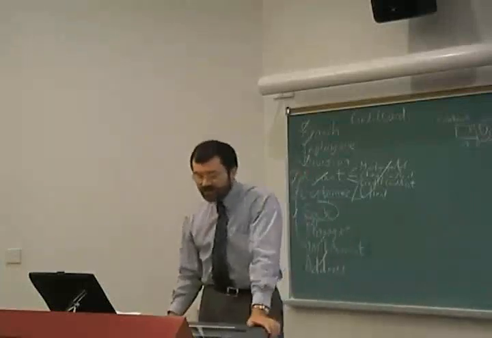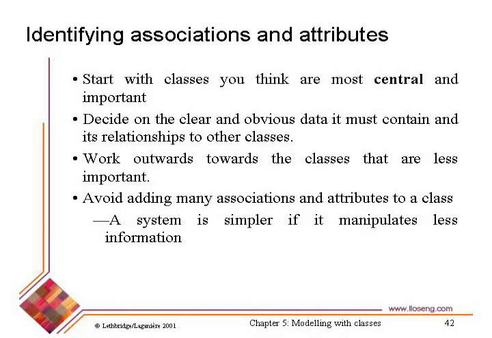We started with classes that we thought were central and important: the class or classes that this system is about. This is only a hint. It only helps you with the process. It doesn't mean that you can't start anywhere. I just find that students get the right answers, and I get the right answer faster, and it's easier to work the problem if you start with a central class. Then I think about the clear and obvious data, the clear attributes and associations that we really need, and work out towards the classes that are more peripheral.